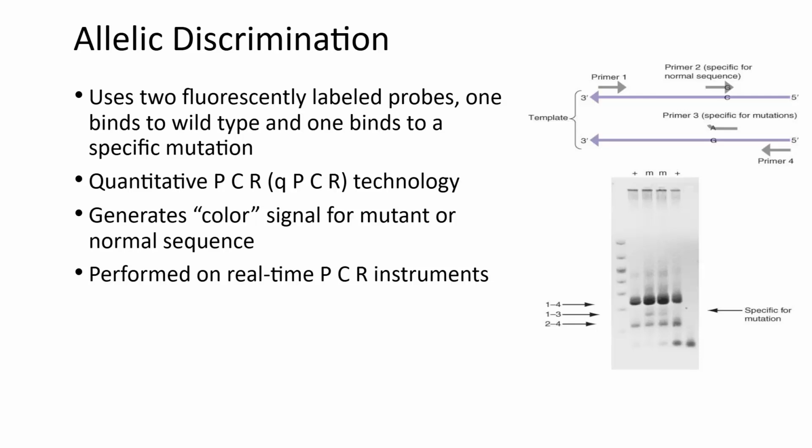Allelic discrimination uses 2 fluorescently labeled probes. One binds to wild type and one binds to a specific mutation. Quantitative PCR technology generates a color or signal for the mutant or the normal sequence, and this is performed on real-time PCR instruments.